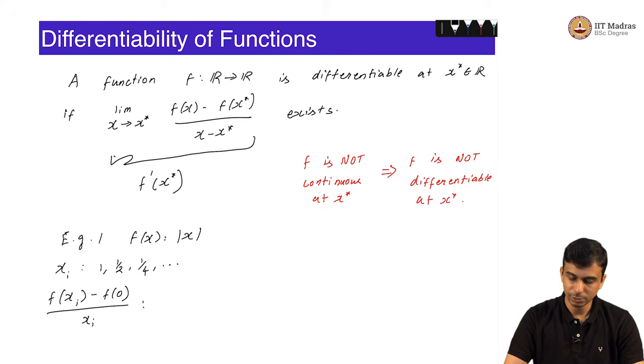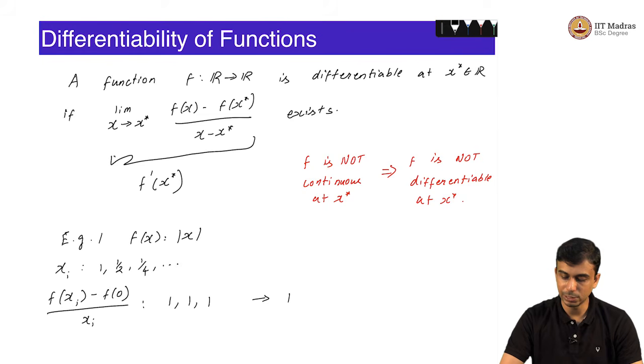What is this sequence? We can see that 1 minus 0 by 1 is 1, half minus 0 by half is 1, 1 by 4 minus 0 by 1 by 4 is 1, and so on. Right. So, f of xi minus f of 0 by xi is equal to 1. So, this sequence clearly converges to 1, while xi converges to 0.